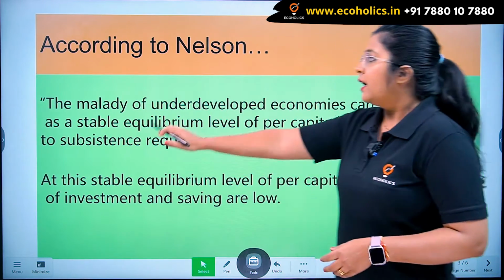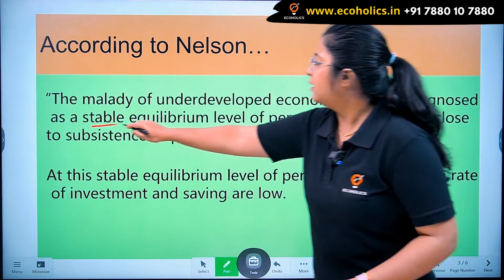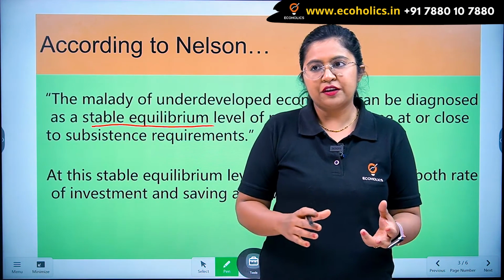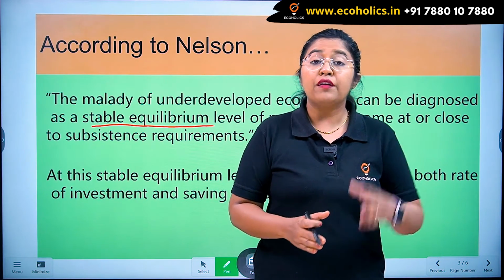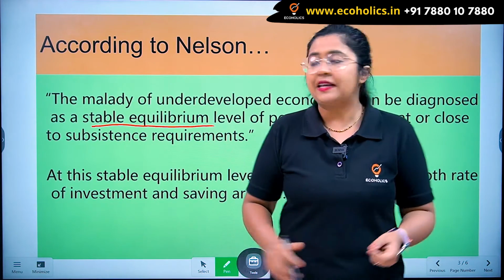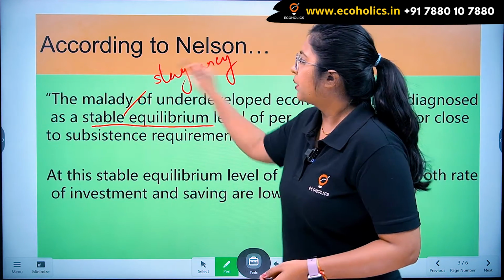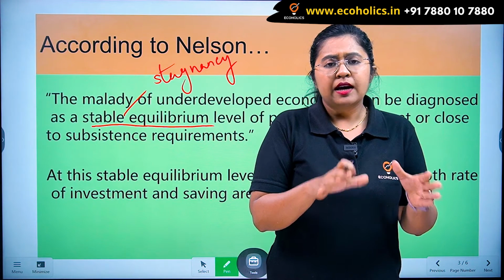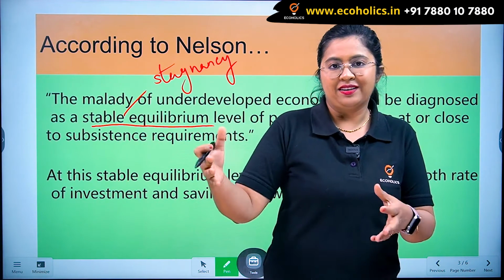According to Nelson, the malady or the problem of underdeveloped economies can be outlined as a stable equilibrium. Now, usually if we talk in general English, we assume that stability is nice, stability means good. However, from the point of view of economics and equilibrium, stability or stable equilibrium also designates stagnancy, which means that the economy is stagnant, waiting at a particular point for a long period of time, and it's not moving ahead.